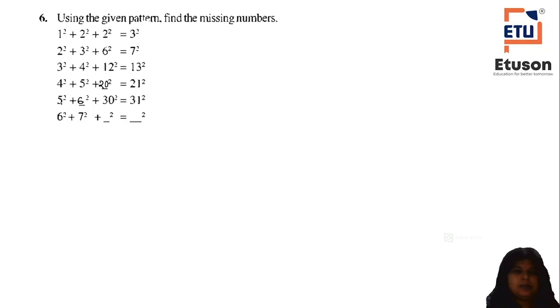So you can check it here also. 5 into 6 equal to 30. 6 into 7 will be how much? It will be equal to 42 square. Now what about the answer on the other side?